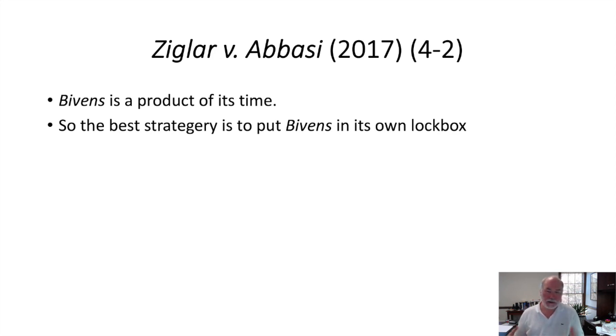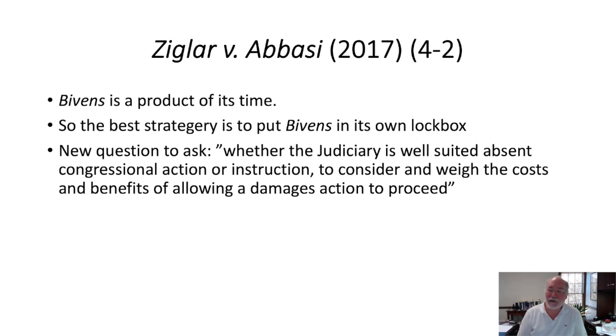So the court's saying we're just going to assign Bivens to the historical heap. Bivens actions can be brought in the cases where Bivens existed, but we're not going to extend it anymore. Justice Kennedy said the new question to ask is whether the judiciary is well suited, even when there's no congressional action or instruction, to consider and weigh the costs and benefits of allowing a damages action to proceed. So remember, Bivens had as a limiting factor this congressional delegation issue. So the notion would be if Congress had said, here's a path to a remedy, the court's not going to imply a cause of action under the Constitution.